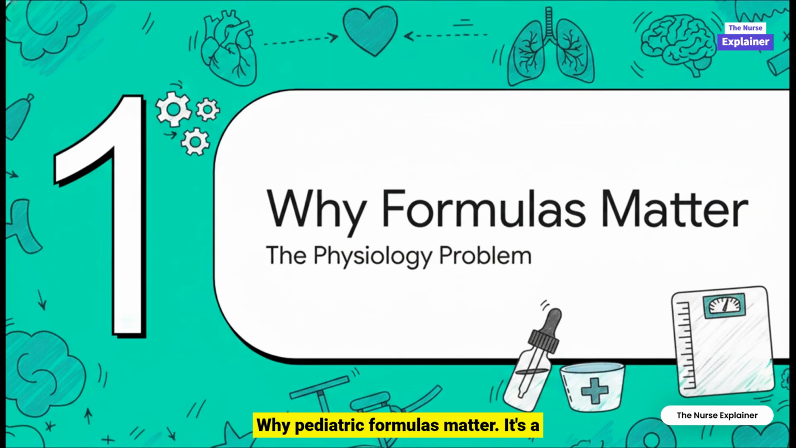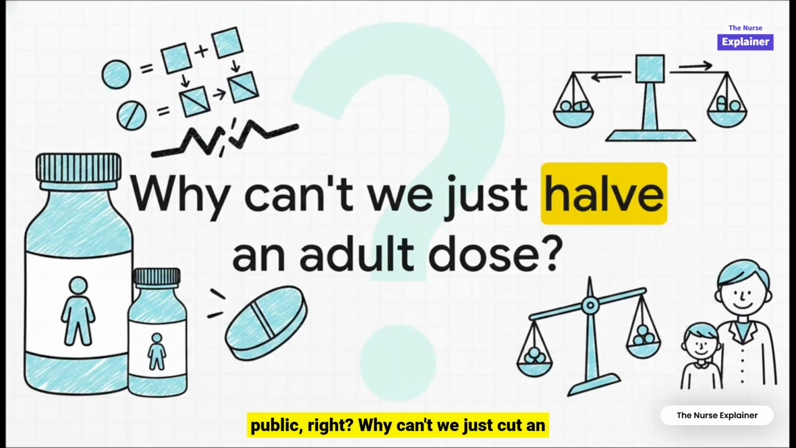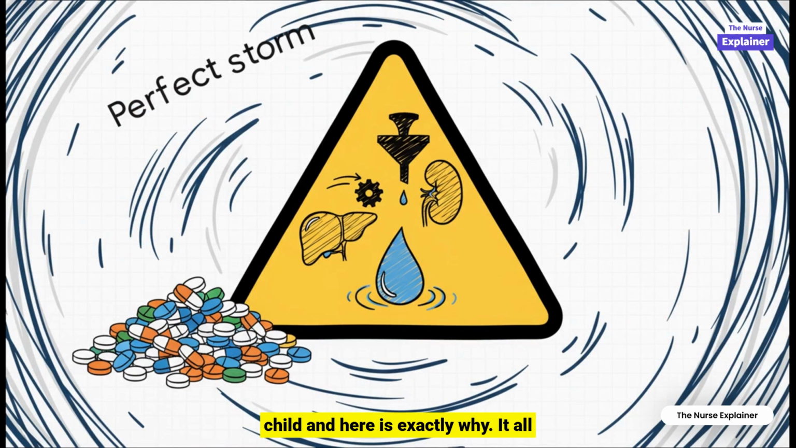Okay, Section 1. Why pediatric formulas matter. It's a super common question from the general public, right? Why can't we just cut an adult dose in half? Well, you can never, ever just give an adult dose to a child, and here is exactly why. It all comes down to pathophysiology. Kids are not just miniature adults. Their physiology is a whole different ballgame.